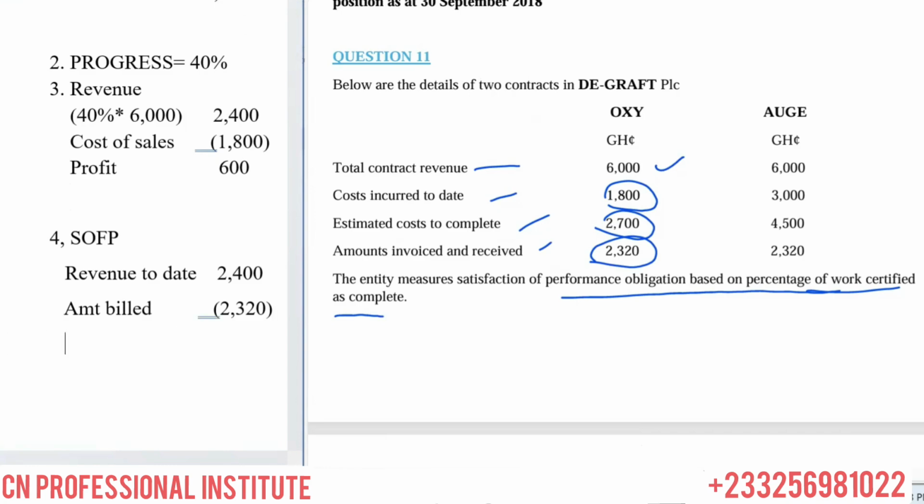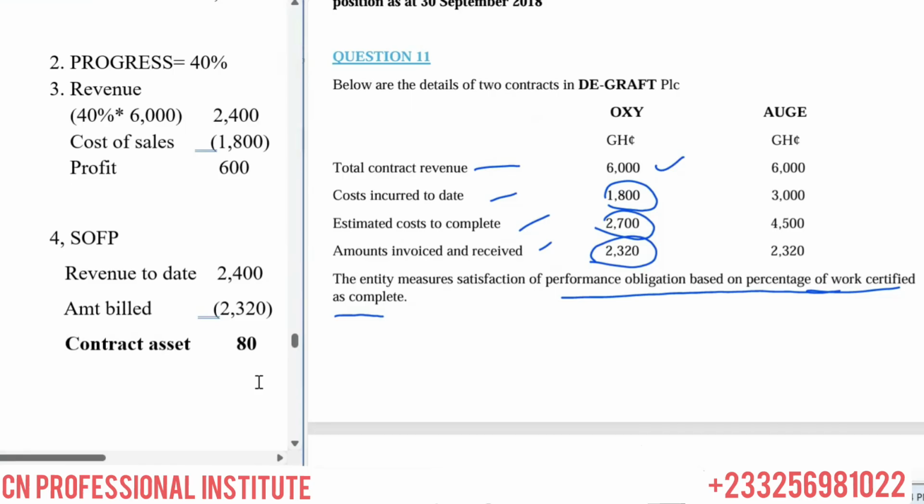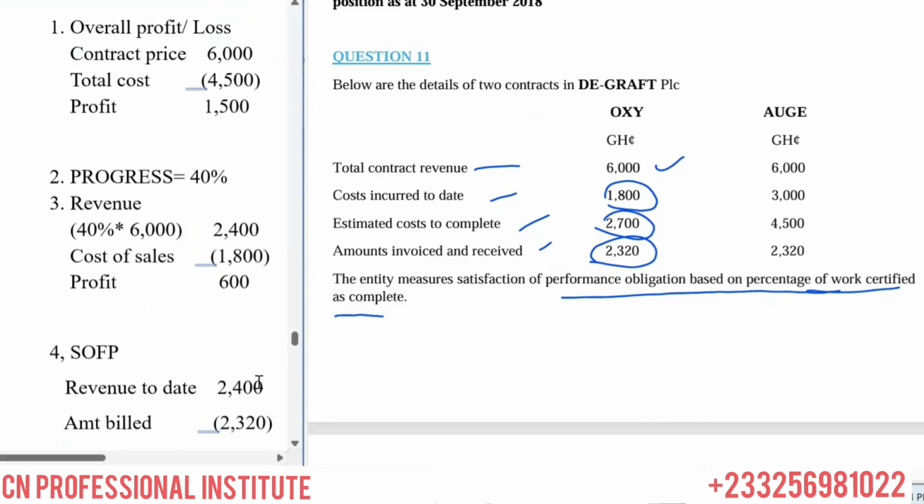So here, contract assets. Do you have an asset? Yes, a contract asset of 80. So there's a contract asset of what? 80. And this contract asset here will go to the statement of financial position as a current asset. We have a current asset of 80. Okay. We are not going to have contract receivable or payable because the amount billed is the same amount received. So there's no contract asset or contract liability.